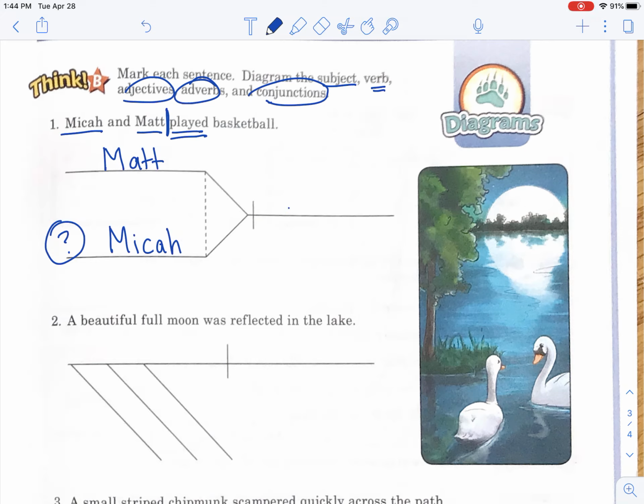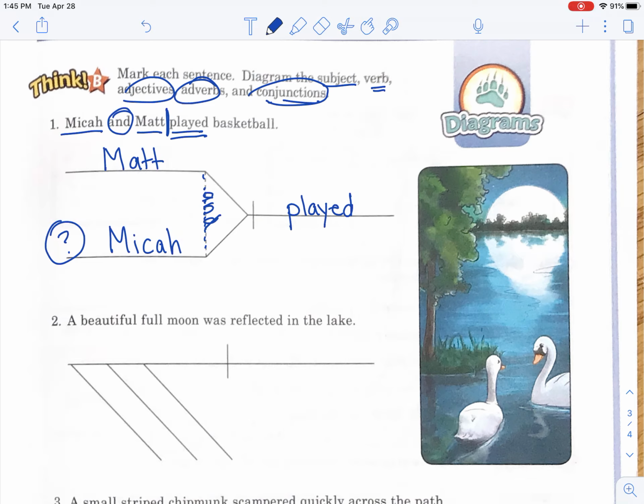So Micah and Matt played baseball. So what did they do? Here's our verb right here. They played. What am I missing that goes on this little line? What's our conjunction that joins Micah and Matt together? I can't even join it without saying the word. Micah and Matt. And there's our conjunction. Don't forget that. It should be on your line. That's why I love the sentence diagramming, because I probably would have missed it. Conjunctions. There you go.